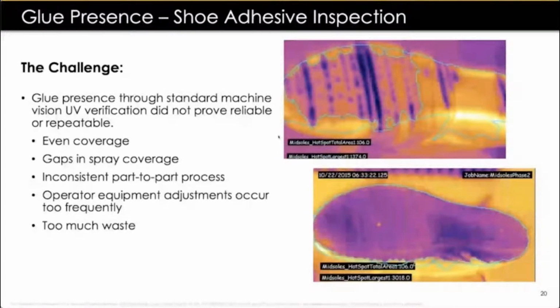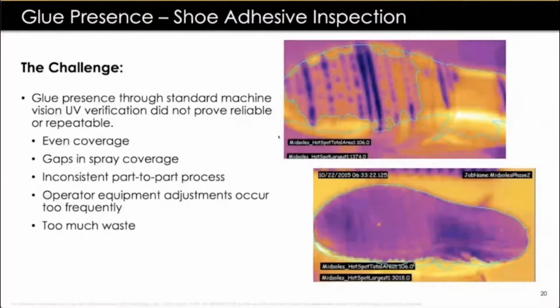There were other problems too: even coverage, gaps in spray, inconsistent part-to-part processes. From shoe sole 1 to 2, we would have inconsistencies. When the operator would see these things in the visual system, he would make adjustments to the machine. By the time he made the adjustments, he'd see some errors and adjust back. It went back and forth too frequently, is what they were telling me. So it was constant chasing the tail of tuning the process. And of course, they had way too much waste.